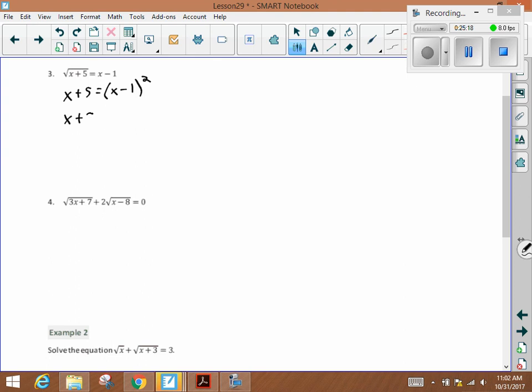So I need to go ahead and FOIL this out. I'll just expand it first. And then we're going to FOIL it. It's going to be x squared minus 2x plus 1. Kind of skip that in between step where I combine like terms. Now I'm going to subtract x from both sides, and I'm going to also subtract 5 from both sides so that I can get 0 here. When I subtract x here, I get negative 3x, and when I subtract 5 there, I get negative 4.